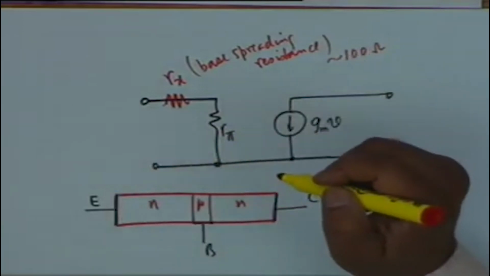A typical value for R pi, that is the dynamic resistance of the base emitter junction, is about a K. So, R pi is usually one order of magnitude higher than Rx, and in most of our analysis we shall neglect Rx. Alright.